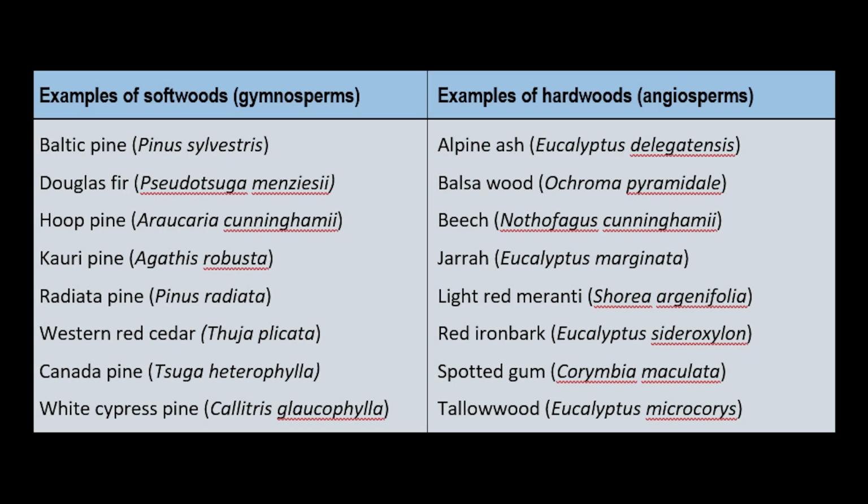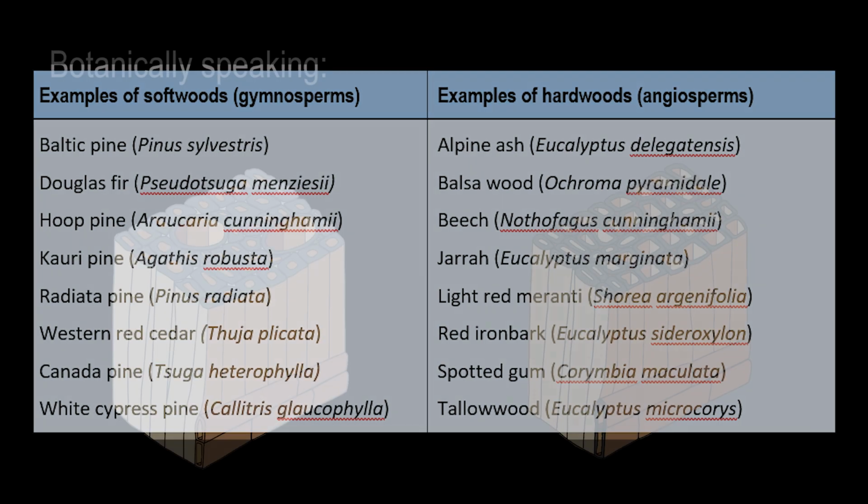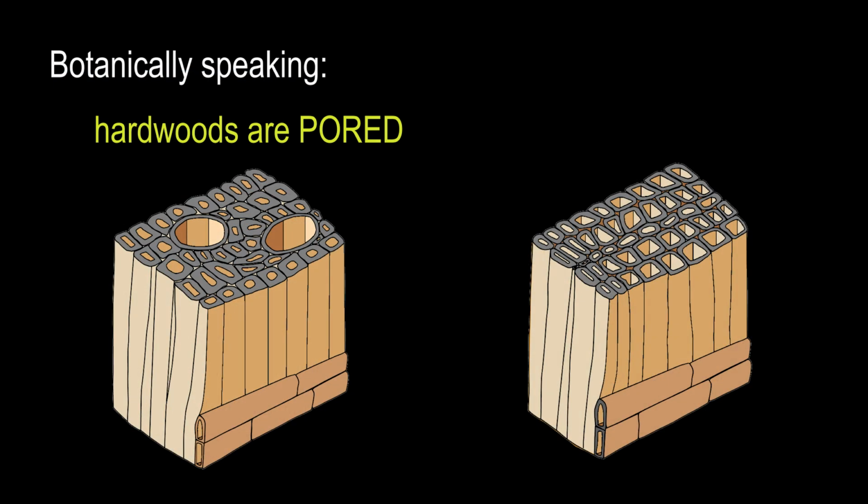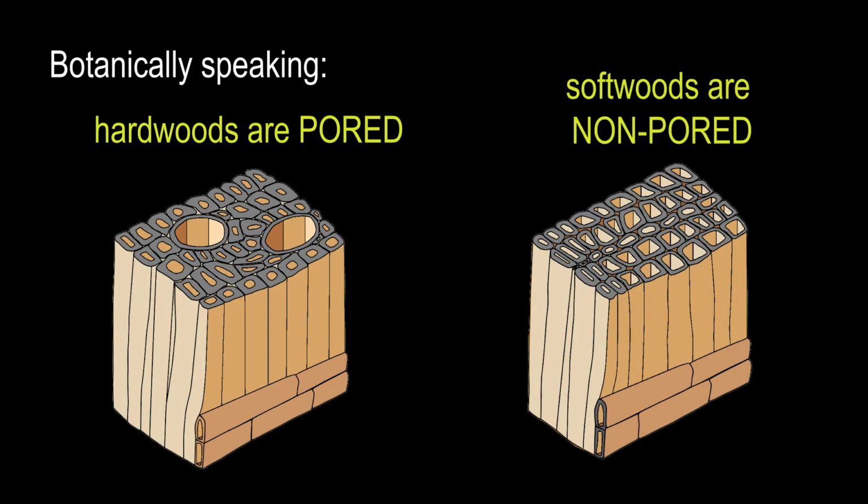Go back to the web page for this lesson to see a list of common timber species, categorized according to whether they are a hardwood or softwood. Some of the species might surprise you, but remember, botanically speaking, hardwoods are pored timbers and softwoods are non-pored timbers. In other words, if the cell structure contains pores, it's a hardwood. If the structure contains tracheids, it's a softwood.